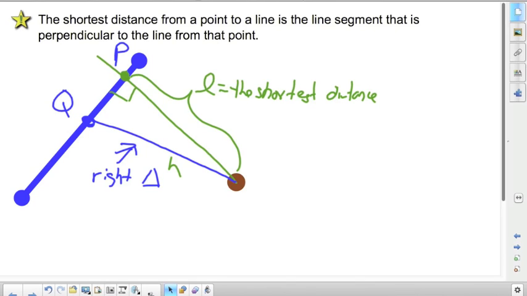So you may think, okay, that's cool, who cares? This actually has lots of practical examples, just like when we did the shortest distance between 2 points. This blue line could be a road, right? So we said this is a road that's out in the country. I built this cottage over here.